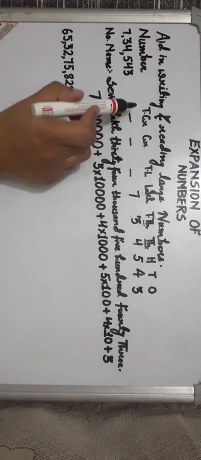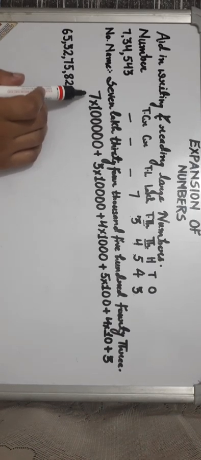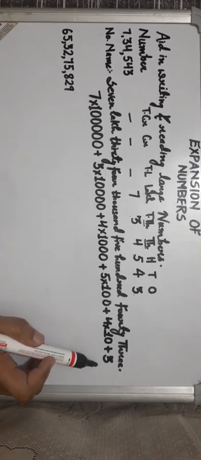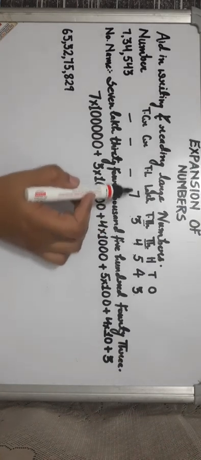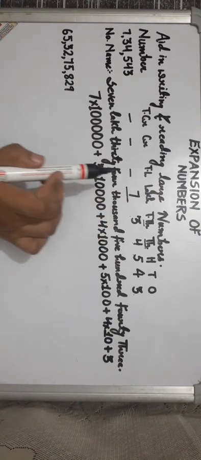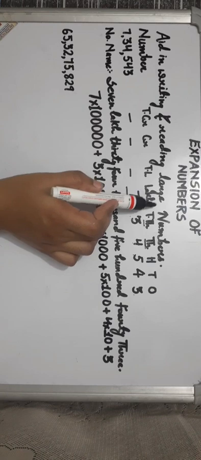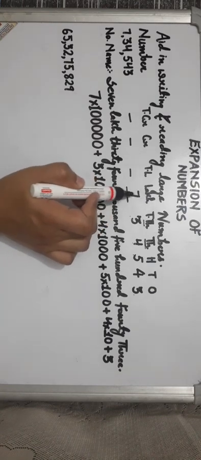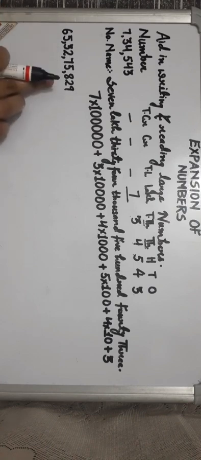So by looking at this, it will be easy to write the expansion of the number. Also, it will help you in reading and writing. You will get to know by just looking at this 7 that it is at lakh. No need to count ones, tens, 100, 1000. Just see this and tell. It is at lakh position. Now, let's take another example.